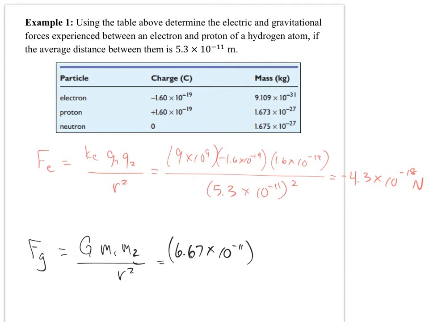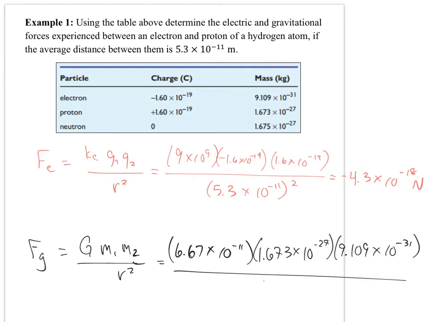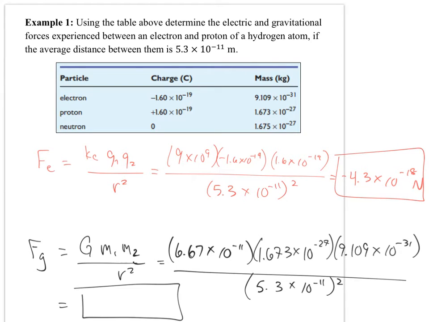Now the mass of the proton and the electron are listed above, so we can write those down. The mass of the proton, it doesn't matter which one first. Here's the proton. And the mass of an electron, all over the distance between them squared. Same number in the denominator. So again, forget the sign, please. Forget the sign that we're looking at. Just look at the answer and compare the two.